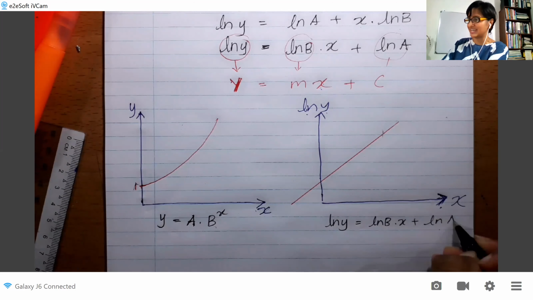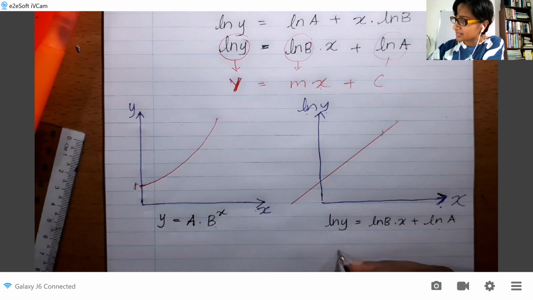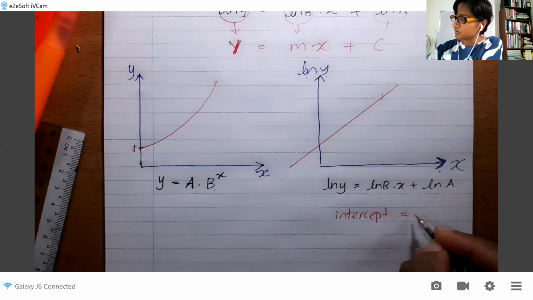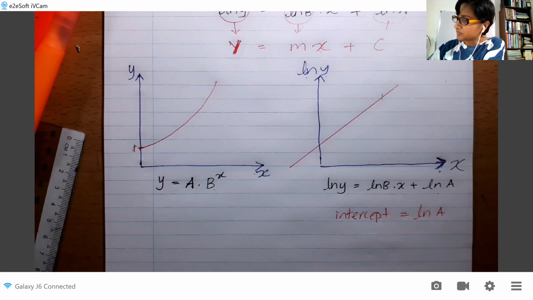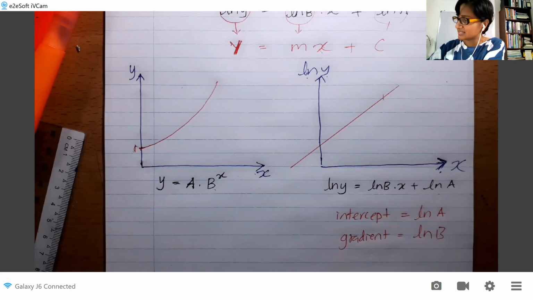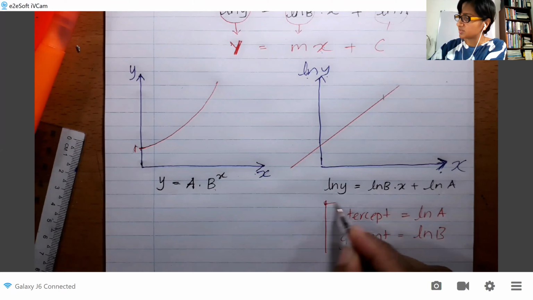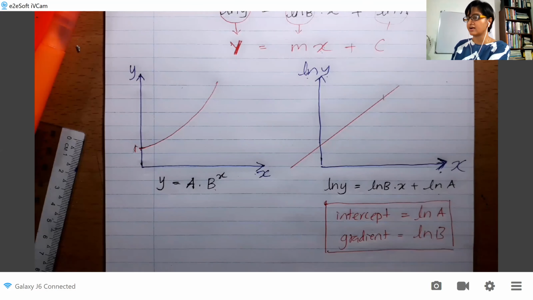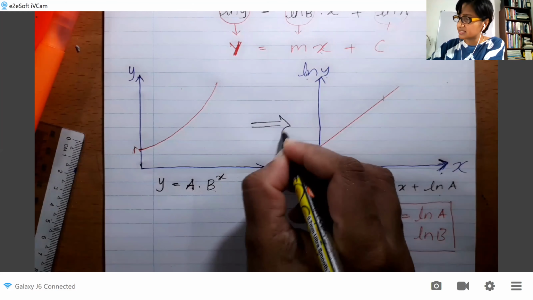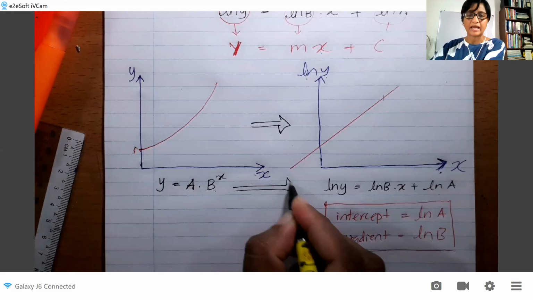And from this graph again, the intercept is equal to ln a, and you can find a from that. And the gradient is equal to ln b, and you can find b from that. That's how you can find both a and b from the linear graph that you derived out of the curvy exponential graph or relationship. So you turned this into that by turning this relationship into that relationship.